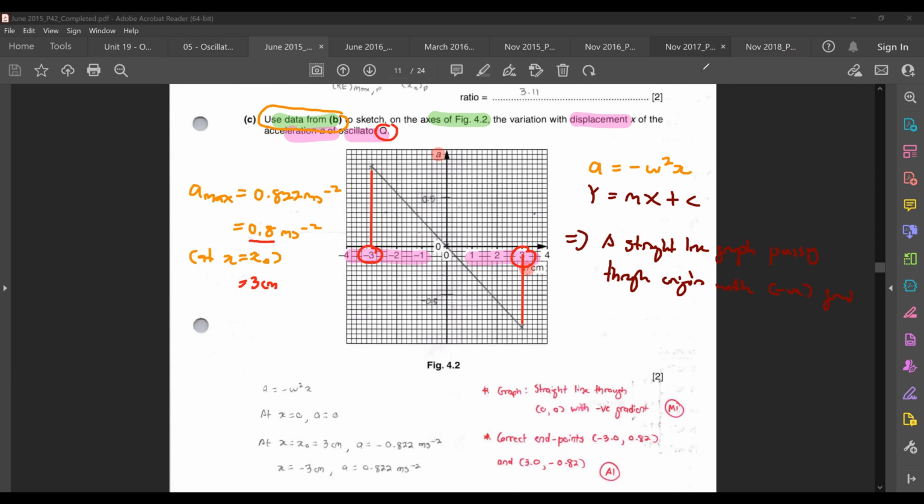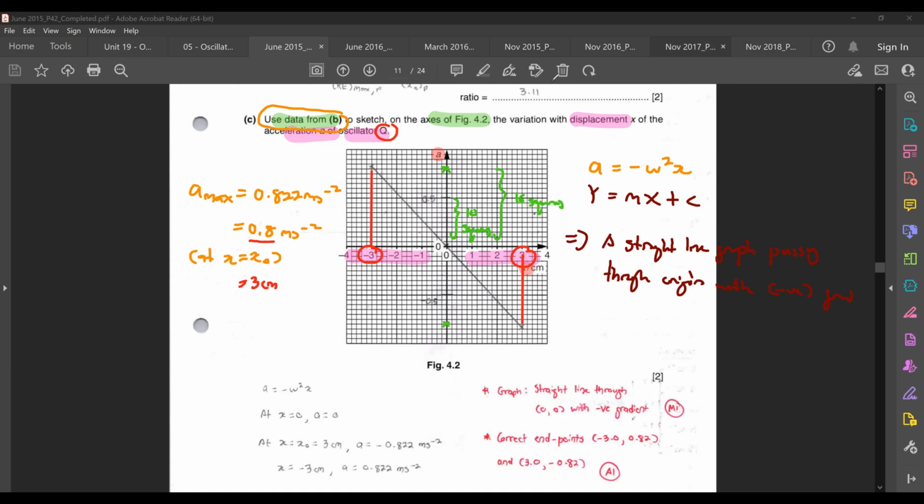Now your y-axis does not have any values there. What you can do is that you can just set your own scale. An easy one to set is probably to have 10 small squares as 0.5. So that at 0.8, you are probably going to be somewhere around here. This one is 10 squares. So at 0.8, you are going to be at 16 squares.